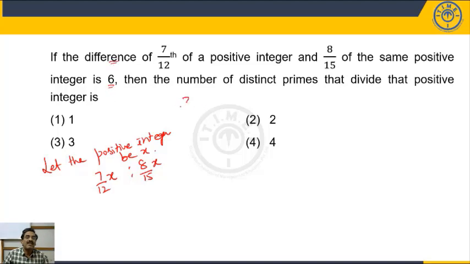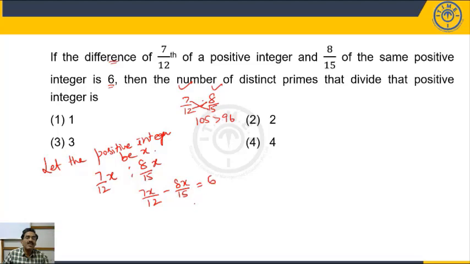So what we can say is 7 by 12 and 8 by 15. If we go for cross multiplication, 7 15s is 105, 8 12s is 96. As 105 is greater than 96, 7 by 12 is greater than 8 by 15. So that means 7x by 12 will be more than 8x by 15. So how much is the gap we are having?